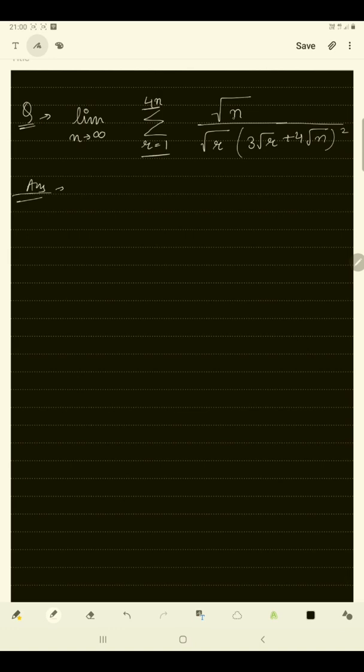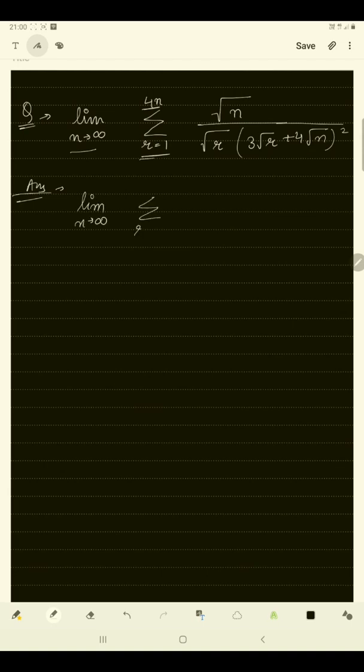So we have under root n upon under root r. Our basic purpose is, since we are given this and we are given the summation sign as well, to convert it into the form of a function of r by n. And since this is our motive, I'm just going to simplify this expression. Just see how I do this.